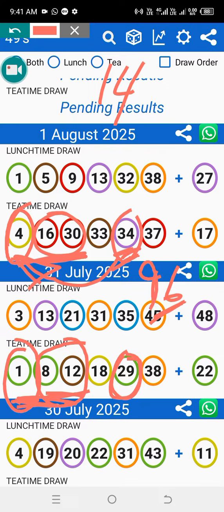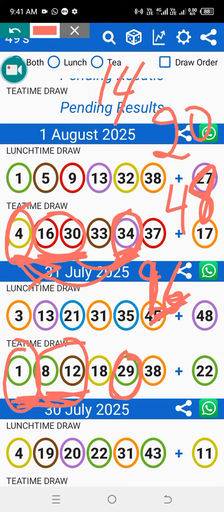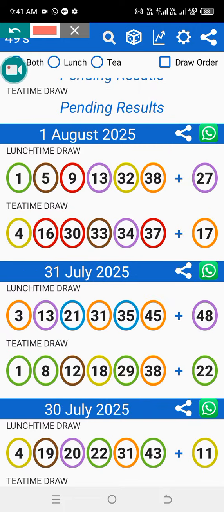26, see? No, it's 16. So the answer is 16. Then when you take this 14, you add, it's gonna be 48. Then when you do minus, it's gonna be 20. So the other number we didn't notice is 48 or 20. So those are the numbers calculated for today, lunch and tea time numbers.